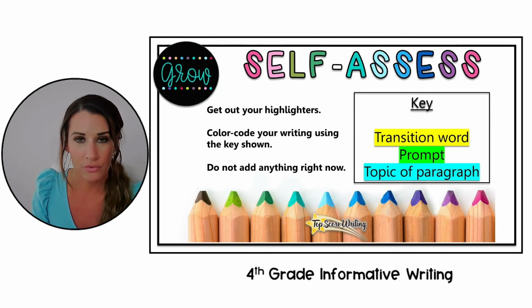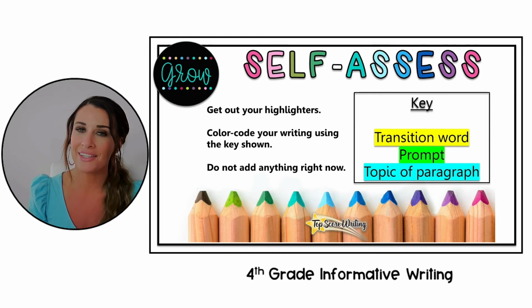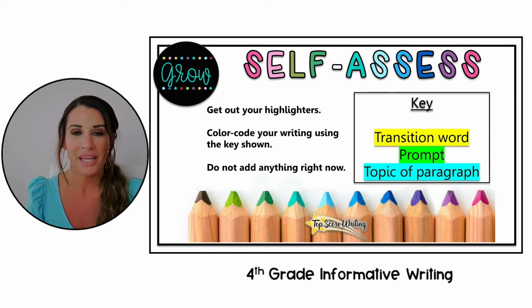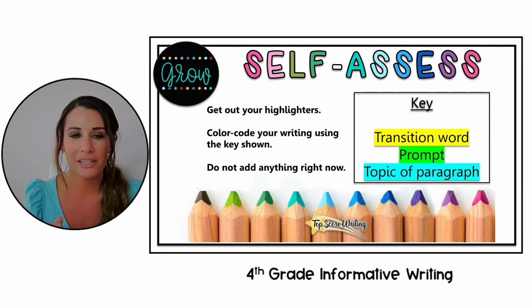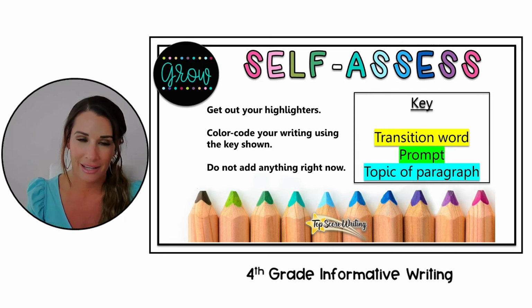If you don't, you can use colored pencils or crayons, something where you can visually see the 3 parts of each topic sentence. Now, what I want you to do is highlight your transition word in yellow, highlight your prompt in green, and highlight your topic for that paragraph in blue. If you don't have those colors, you can use any 3 colors, no worries. If you don't have a highlighter, you can simply just underline in a color.